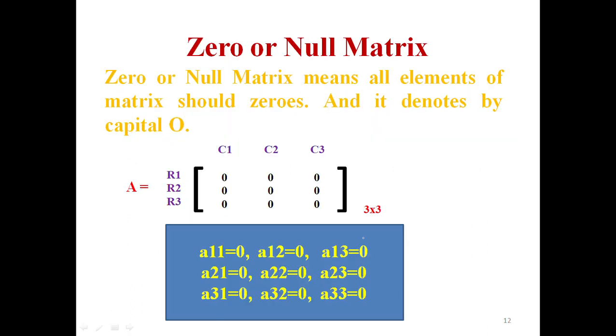Next is the zero or null matrix. In a zero or null matrix, all elements should be 0, and it is denoted by capital O. You can denote it by capital O, and these are called the zero or null matrix.